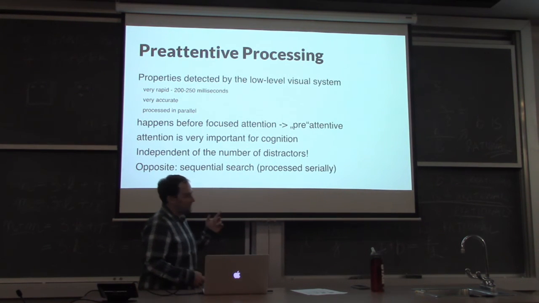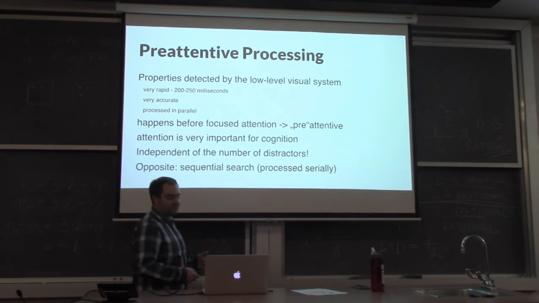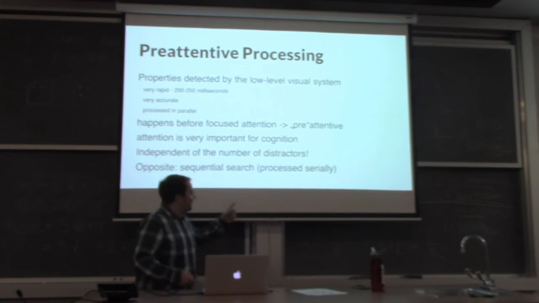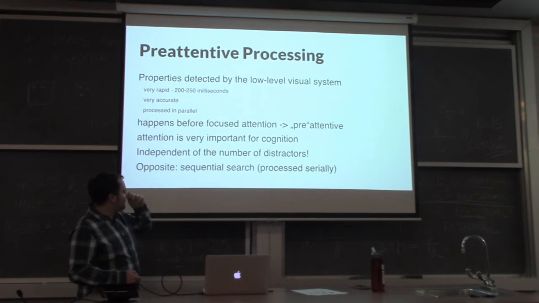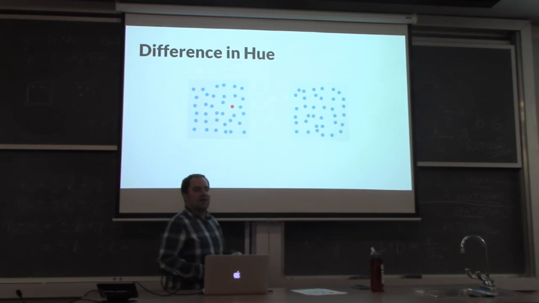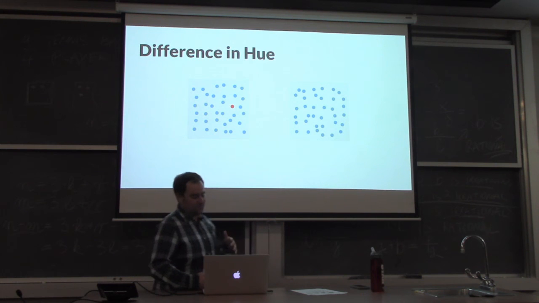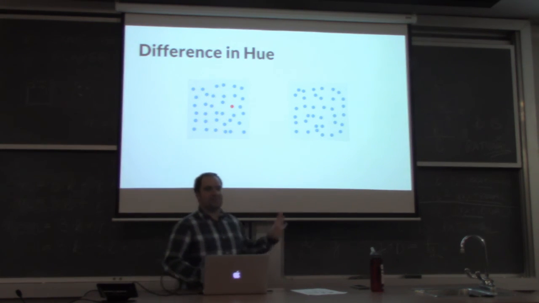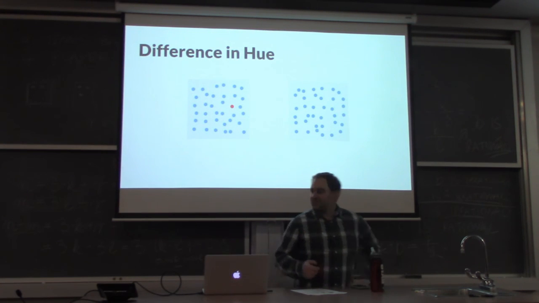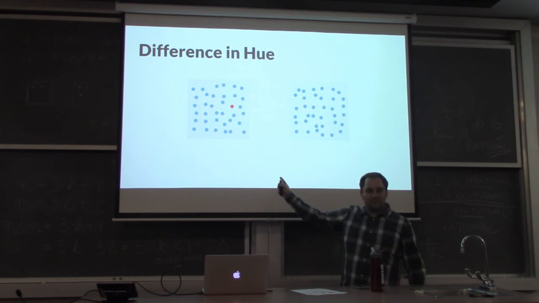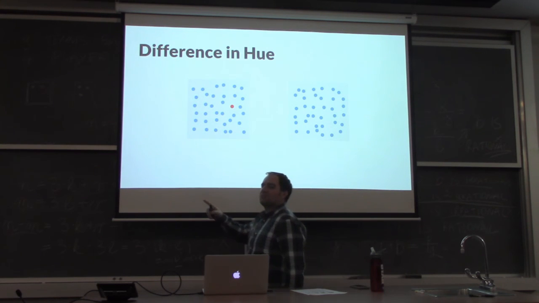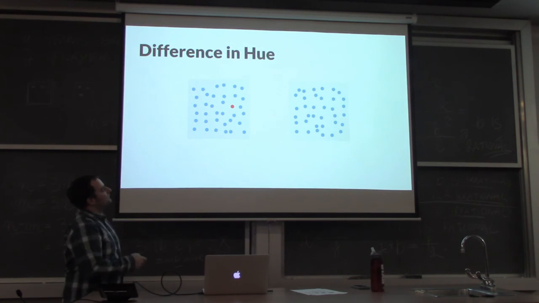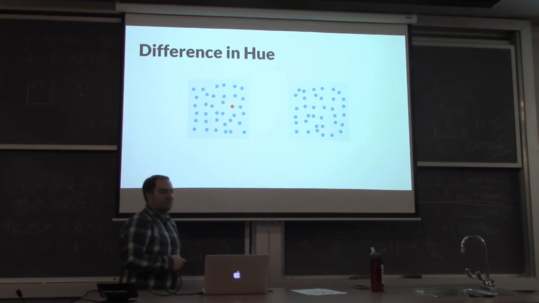We will see next time that attention is very important for cognition, but for pre-attentive properties, we actually don't need it. Another thing is that it's independent of the number of distractors, but let's do an example before I talk too much about formal definitions. Everybody in this room was able to spot the red circle immediately. Even if I drew 5 times as many blue dots here, you would still be able to spot the red circle immediately. That is a pre-attentive property here: the difference in hue is very easy for us to pick out.